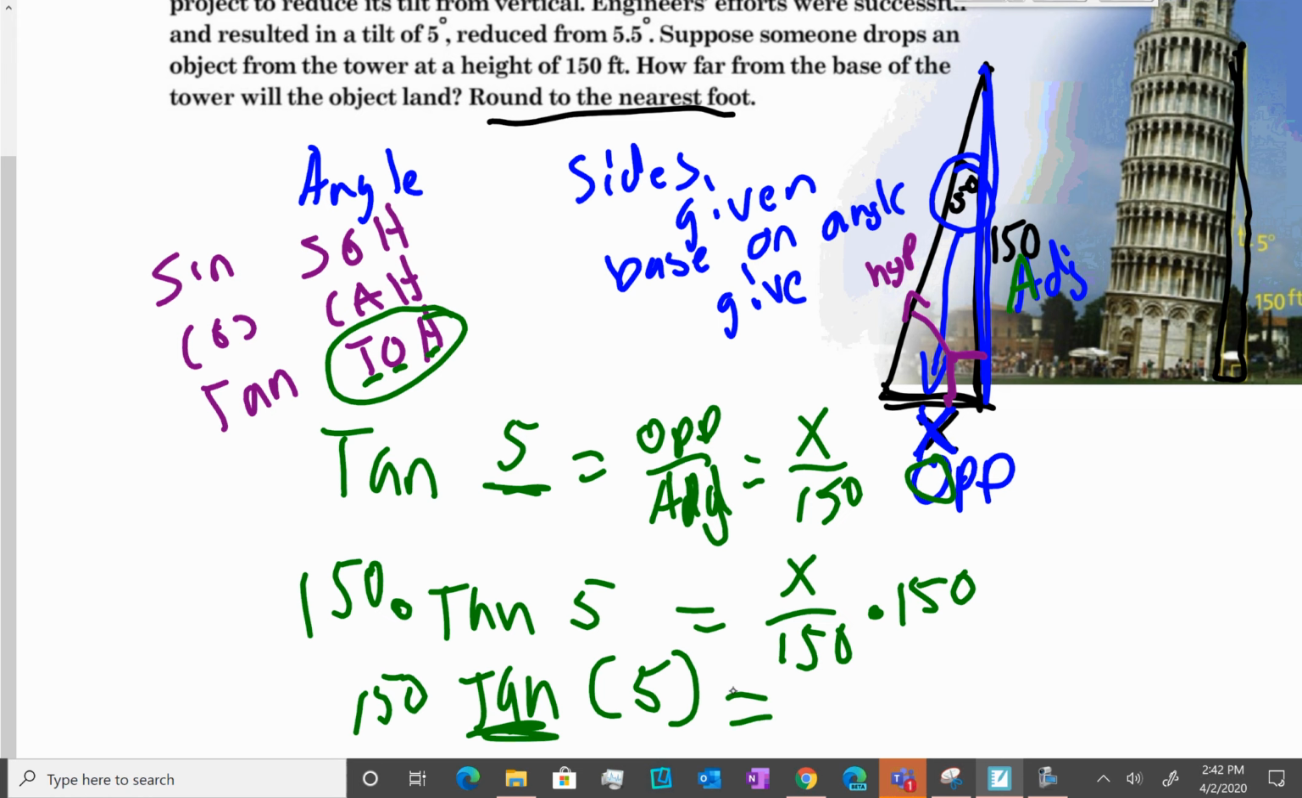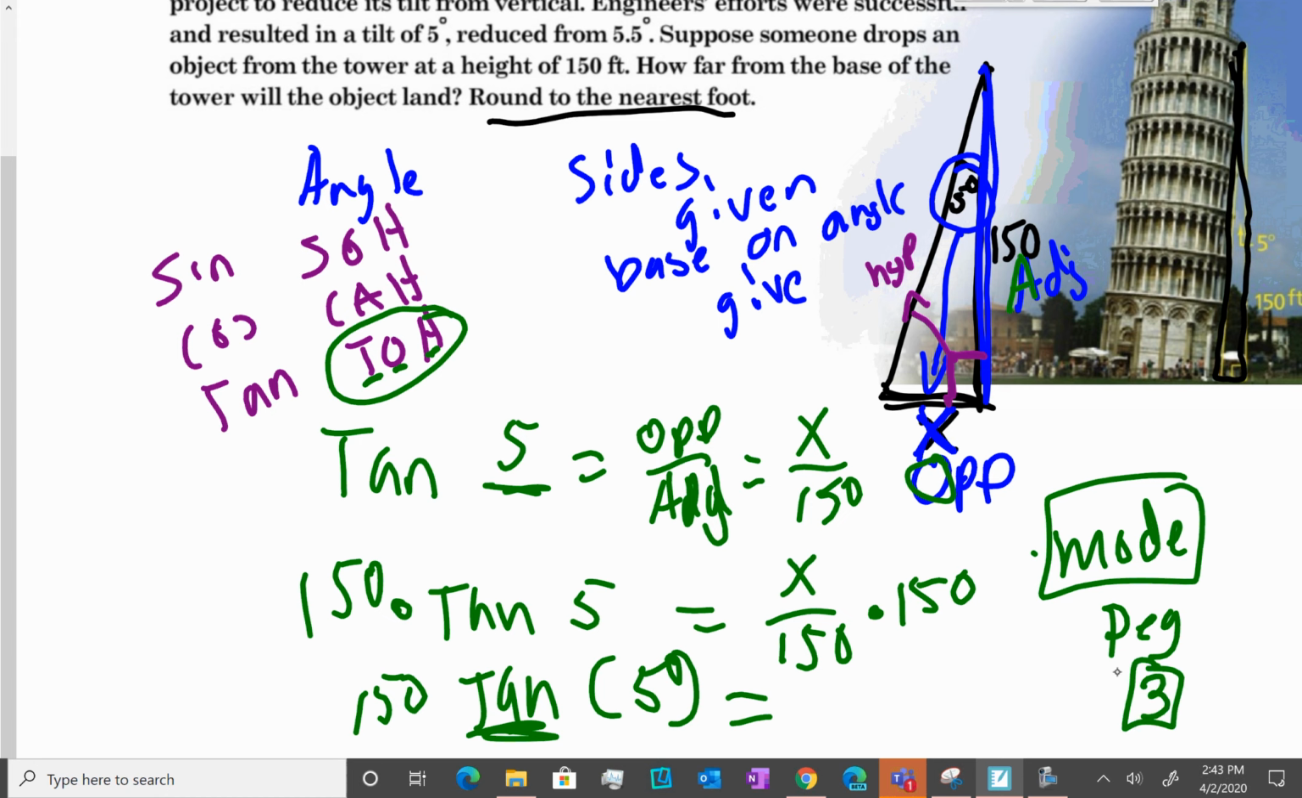Okay, now what you might have to do is make sure your calculator's in the right mode. So if you hit mode, somewhere find the mode on your calculator. You might have to hit shift or second first and then hit mode. And then you have a listing, and because this is degrees, we want to look for DEG. So my calculator is, after I hit mode, I have to hit number 3 to make sure it's in degrees.